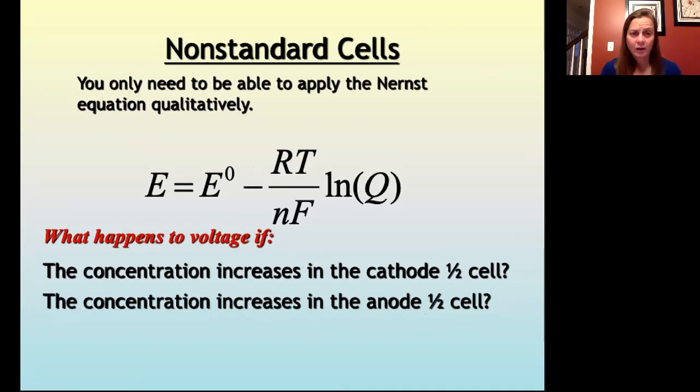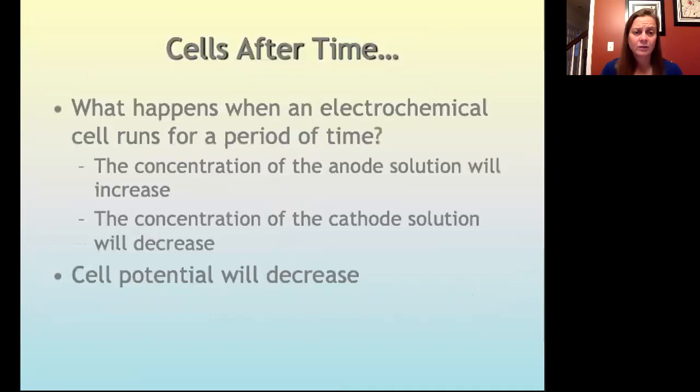Okay, another common application of non-standard cells is after a cell has run for a little while. So when an electrochemical cell has run for a period of time, that means the concentration of the anode solution is going to increase and the concentration of the cathode solution will decrease. And that means that our cell potential is going to decrease. And we know this, as a battery gets used, it loses its potential. So that's it for non-standard cells.